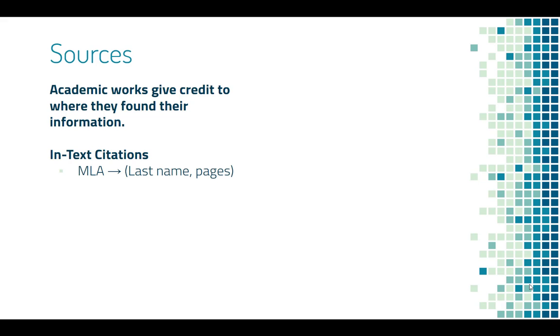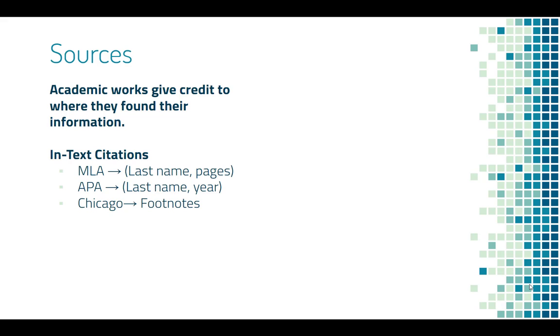In the case of MLA, we see within parentheses the last name of the author or authors, followed by a comma and then the page range, one or many pages, ending in the parentheses. With APA formatting, we have also in parentheses the last name of the author or authors, followed by a comma, and then the year that the publication was published.